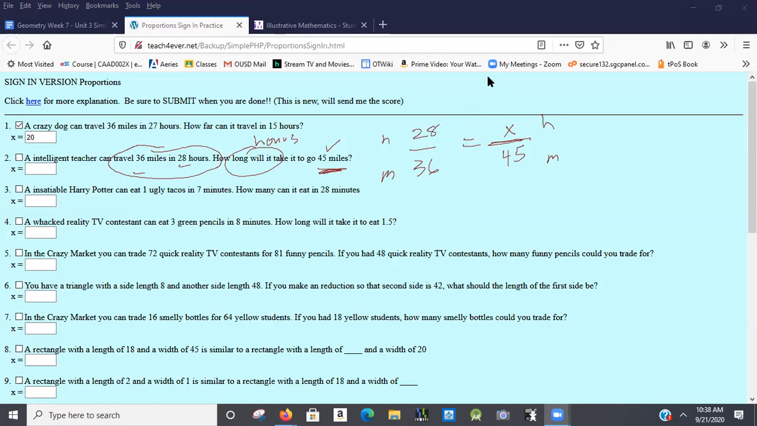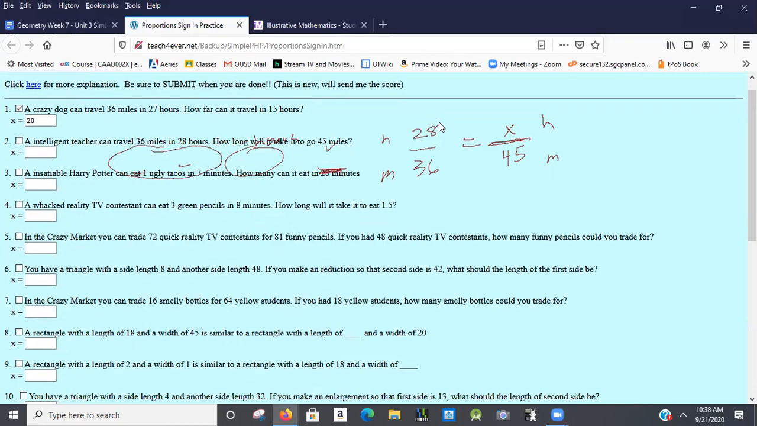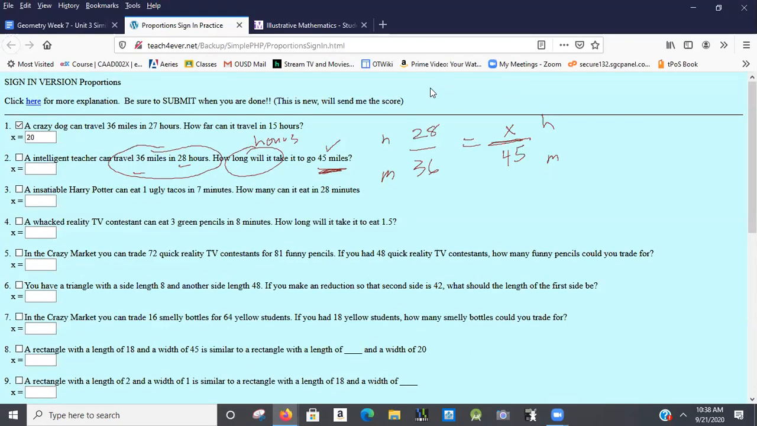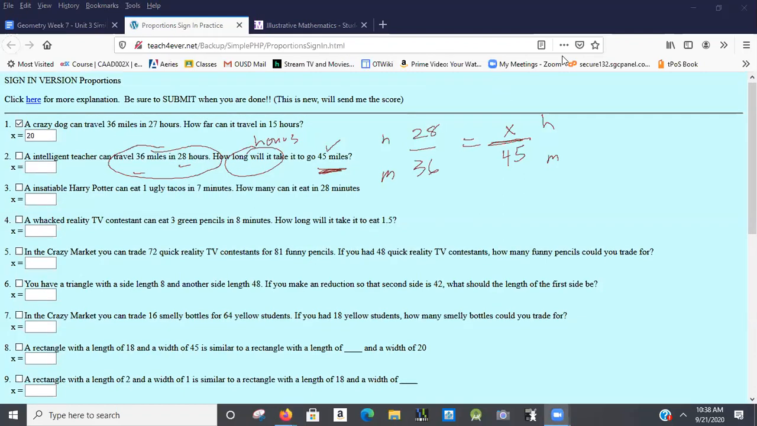Okay, so we do the cross multiplication. I'm going to multiply those two together. So 20 times 8 times 45, definitely going to need a calculator for that. And I'm going to do the 36 times the x. Okay, so do this on the calculator now.